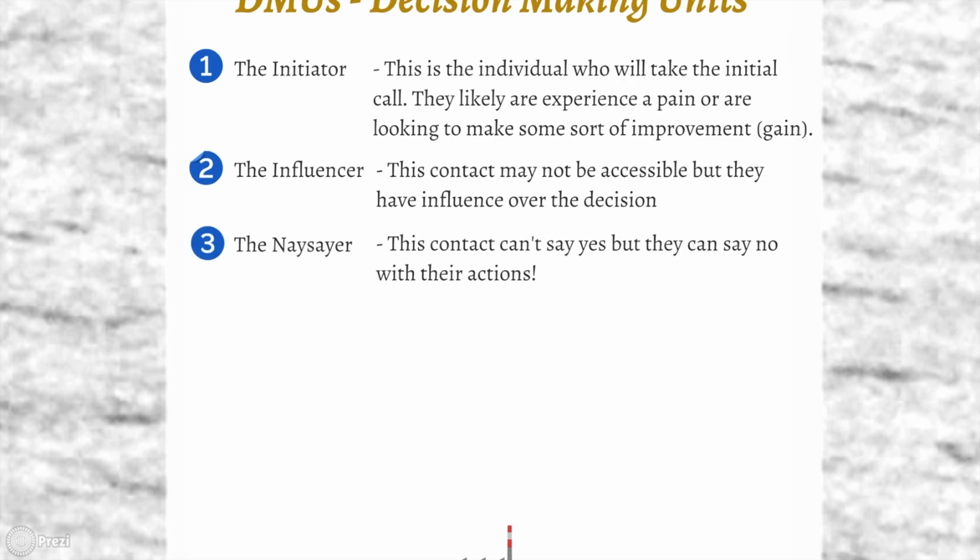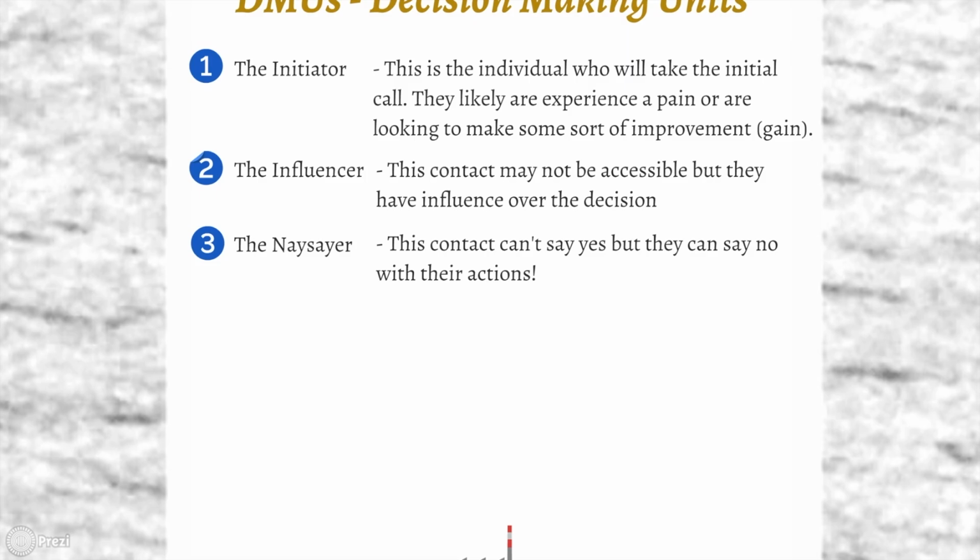The next person within the decision-making unit we're going to discuss is the naysayer. This is the contact that can't say yes, but they can sure say no with their actions. Sometimes these are the receptionists that will block calls or pass on faulty information.